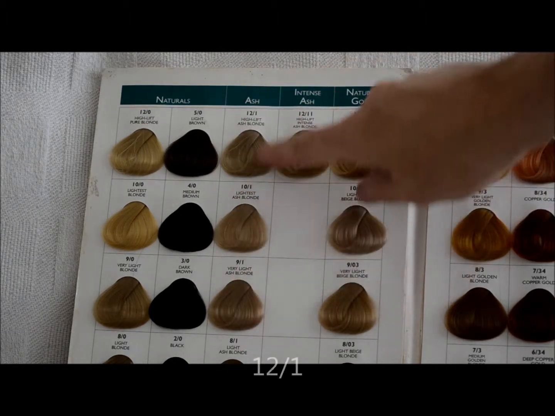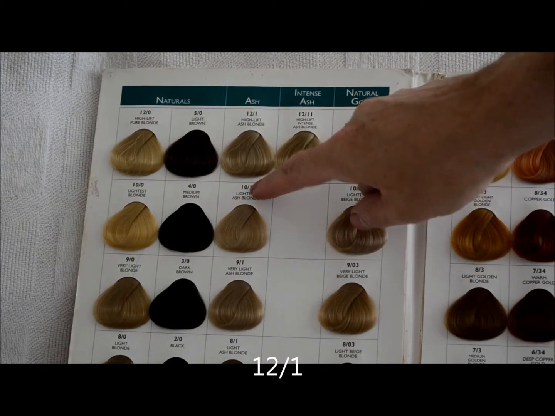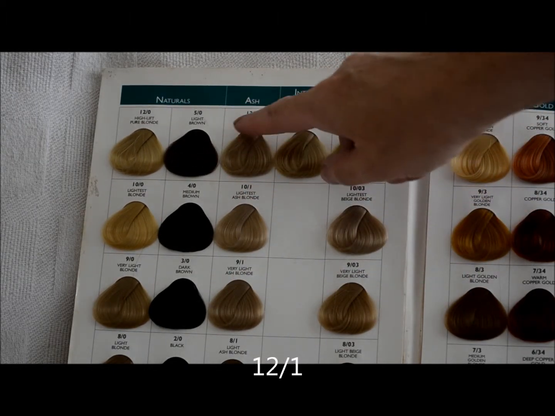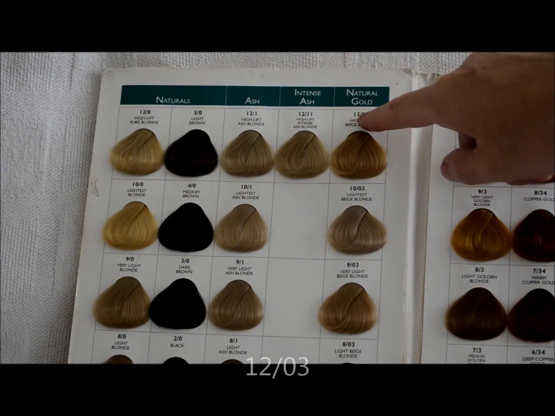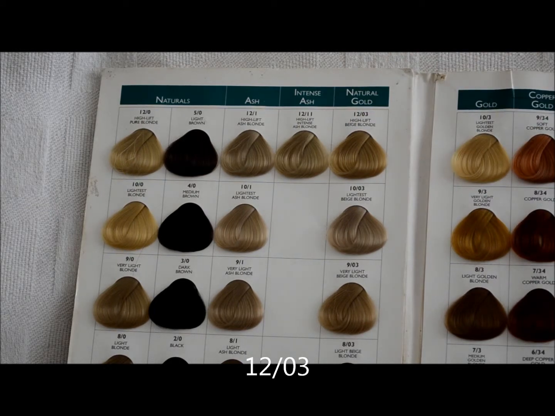In the ash range, which is a 1, remember, there's a 12.1, which is a high lift ash blonde, and there's also a high lift beige blonde, which is 12.03. These are high lift tints, and they're designed to give you maximum lightening.